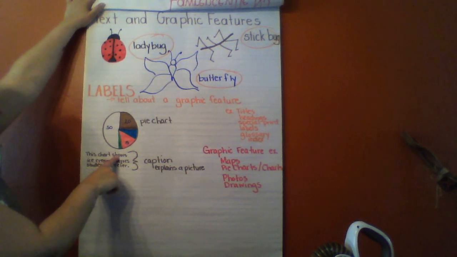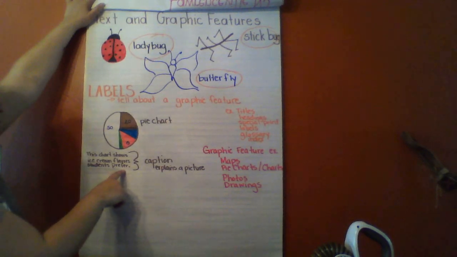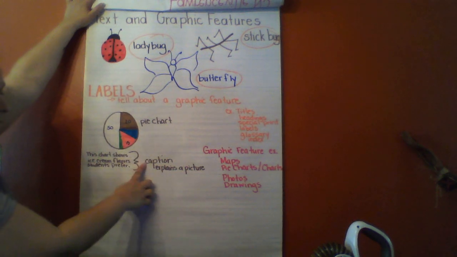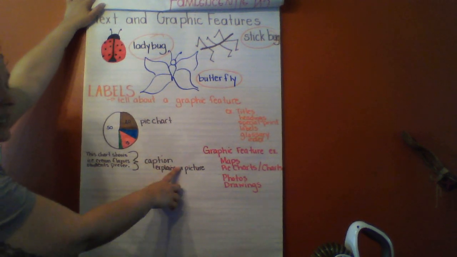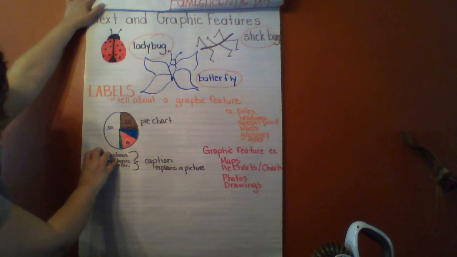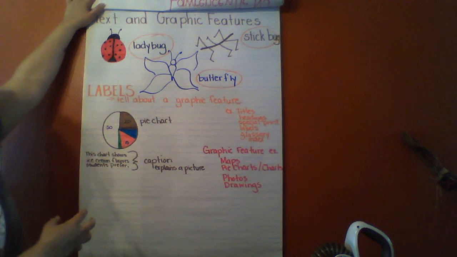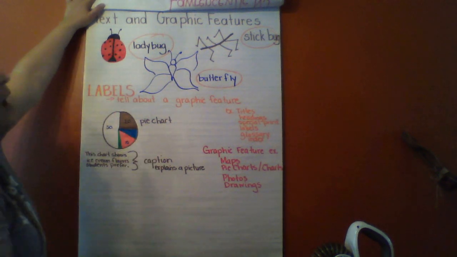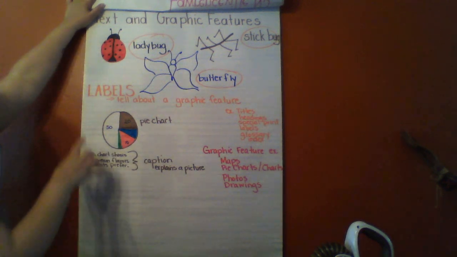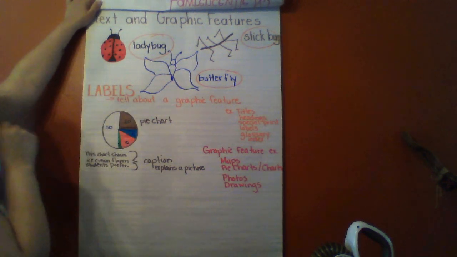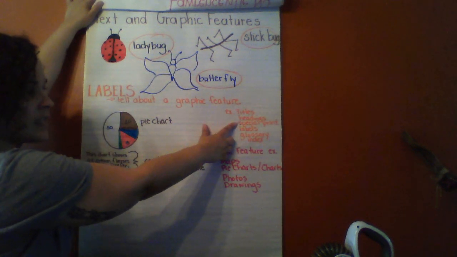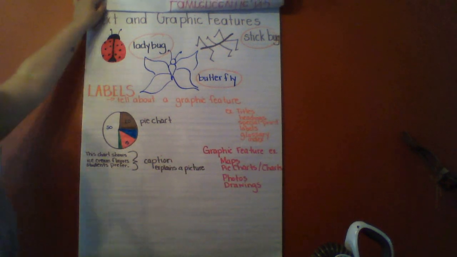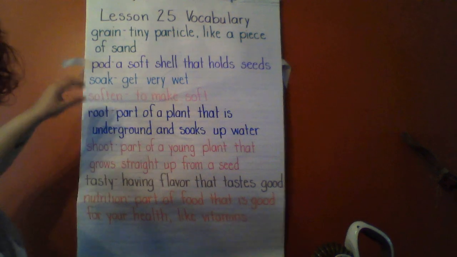This right here says this chart shows ice cream flavors students prefer. This piece here that is talking about this is called a caption, and a caption explains a picture. So this caption is explaining how many students like every flavor of ice cream. Of course, this is fake. But this is what I want us to focus on. Some other text features are titles, headings, special print, labels, the glossary, and index. And those are 2 things that I know are in our writing sample.